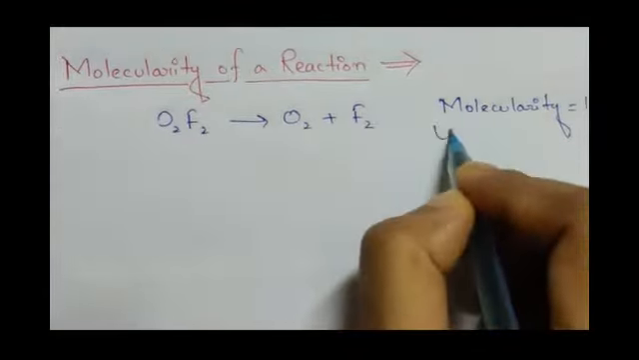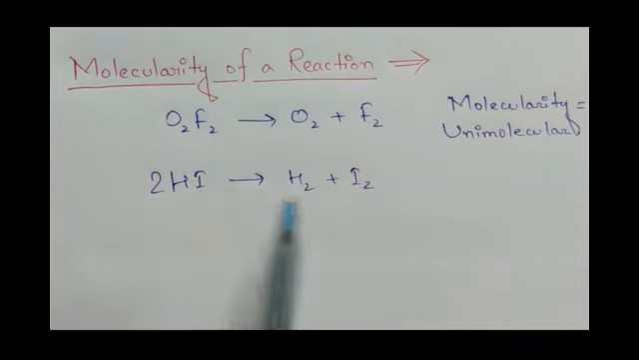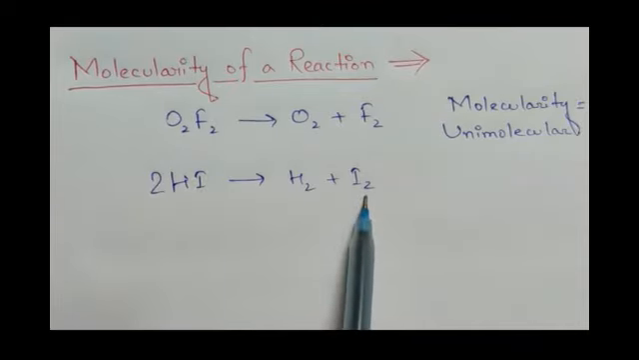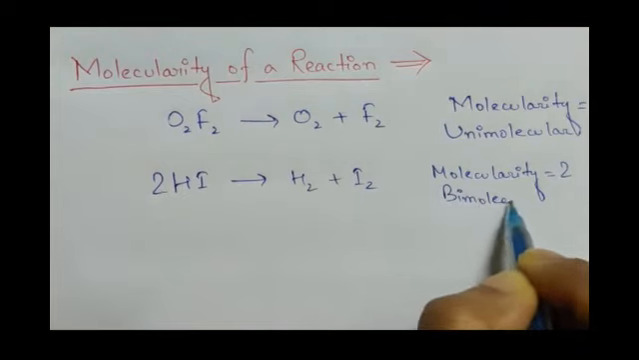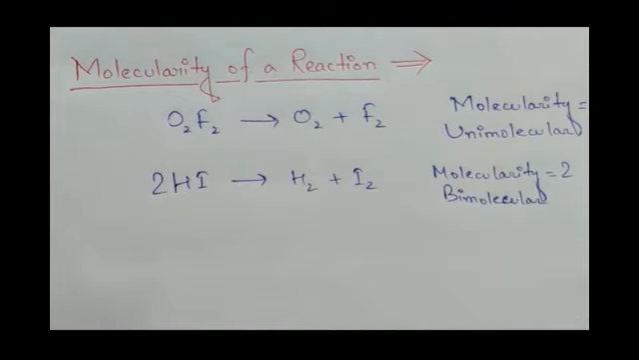Again, we can take the example of the dissociation of HI. HI dissociates to form hydrogen and iodine. In this case, we can see that 2 molecules of HI get dissociated to form hydrogen and iodine separately. So here the molecularity is 2, and it is called a bimolecular reaction. Here 2 moles of HI have been dissociated.